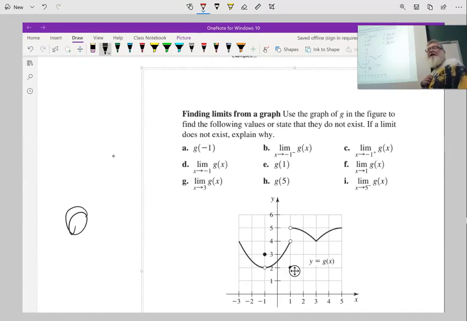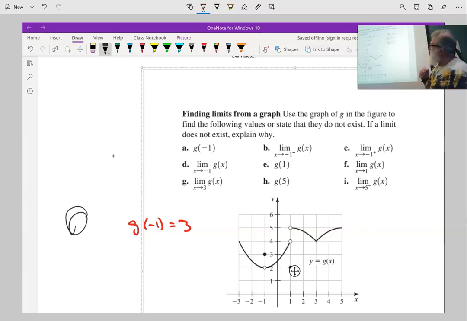That's saying, hey, the X is negative 1. What is the Y? So I go to negative 1. What's the Y coordinate? Well, the Y coordinate's not 2. The Y coordinate is what? 3. So G of negative 1 is what? 3. That's simply, hey, here's the X, what's the Y?